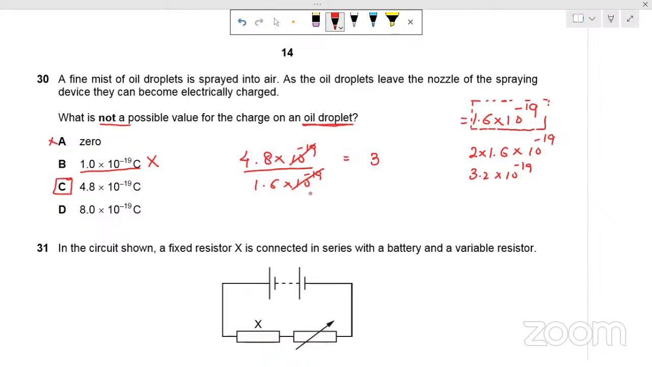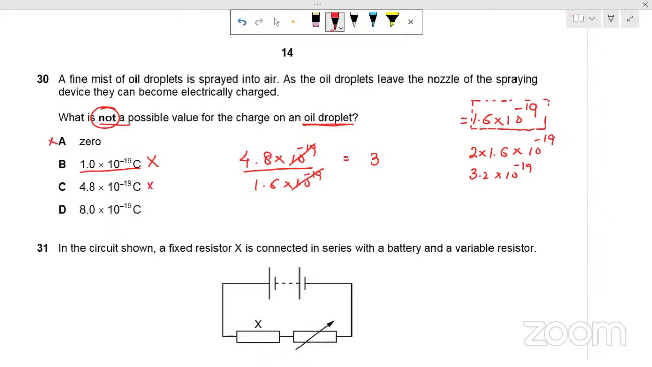What about this 8 times? This charge is possible. So we are working for the charge that is not possible. Okay. That is not a possible value of the charge. So C is possible.